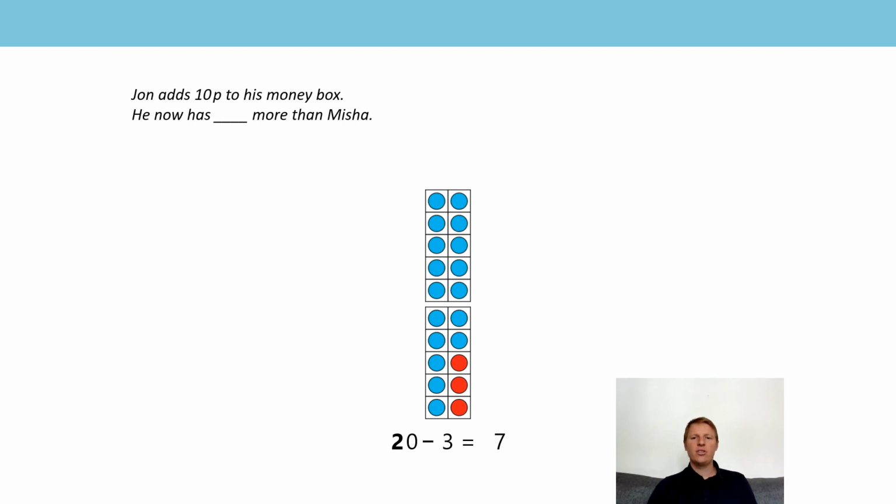Has the difference changed? Yeah, because we've added more blue counters for John's money, that means the difference has changed. What's the difference now? Can you see? Now, hopefully no one's adding up in ones and counting all the counters. The tens frame works. I know there's 10 at the top. I know there's 7 blue counters in the bottom. 10 and 7 is 17. He now has 17p more than Misha.